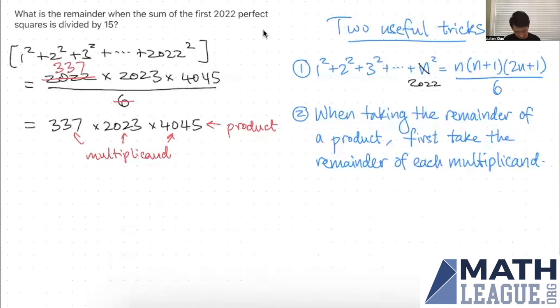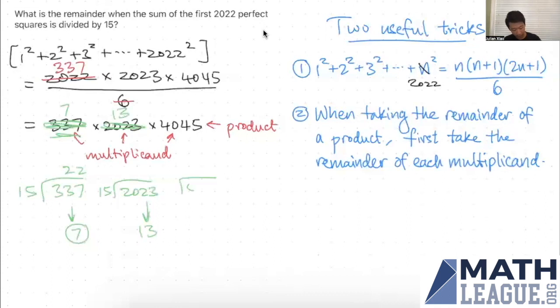So for example, let's just take 337. 337 divided by 15. If you do the math, I'm just going to skip ahead a little bit. You're going to get 22 with the remainder of 7. So we're interested in the remainder here. So we're going to replace 337 with 7, the remainder. With 2023, if we take the remainder when we divide it by 15, that should give you 13. So we're going to replace that with its remainder, and we're going to do the same thing with 4045. The remainder is 10.